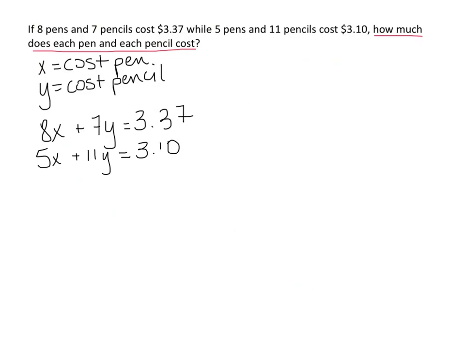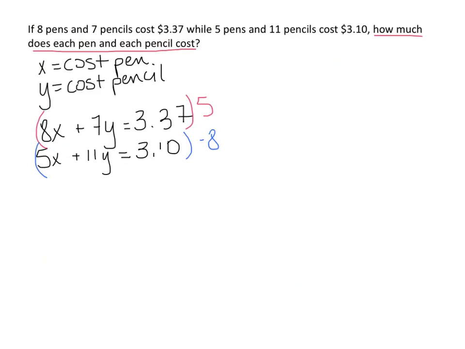equation. I think that solving by elimination is probably the best option. I notice that if I just add these together, nothing eliminates. So I will multiply this first equation by 5. I will multiply the second equation by -8 because I want to eliminate the x's. And I need one of them to be positive and one of them to be negative.